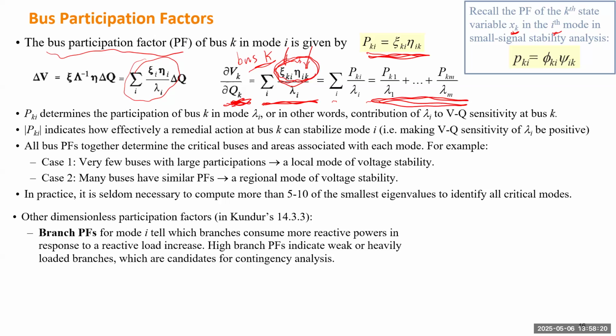So branch participation factors for mode i tell which branches consume more reactive power in response to a reactive load increase. If the participation factors are high, which indicates those branches are weak, you need to do continuous study at those branches, because they can be problem makers if there's any voltage issue.